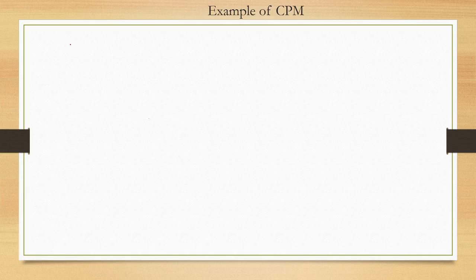So we have seen an example of CPM. There we have found out what is the critical path, what is project duration, floats and slacks for any activity, and we have seen how to find out project duration or critical path using shortcut method. Now let's look for another example.